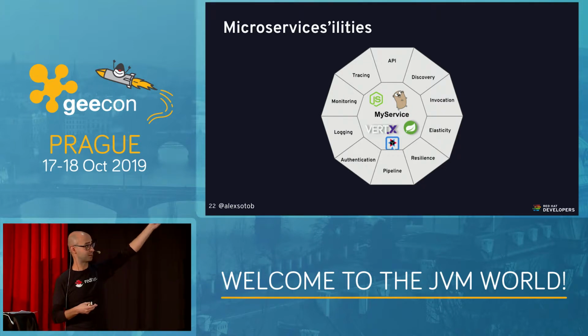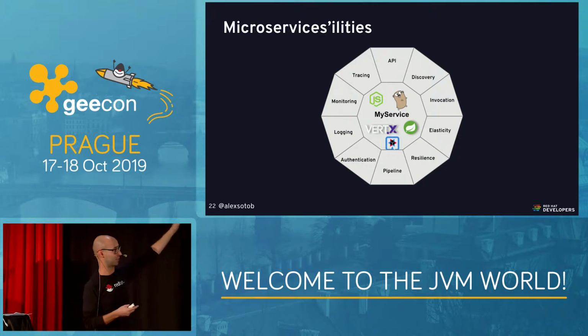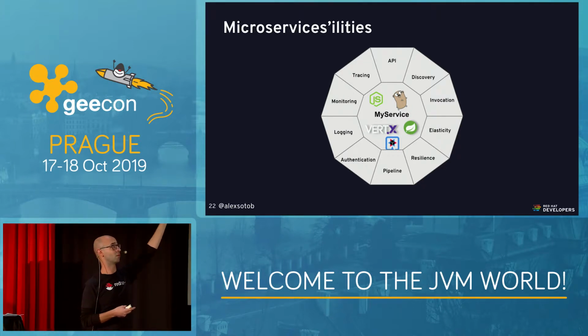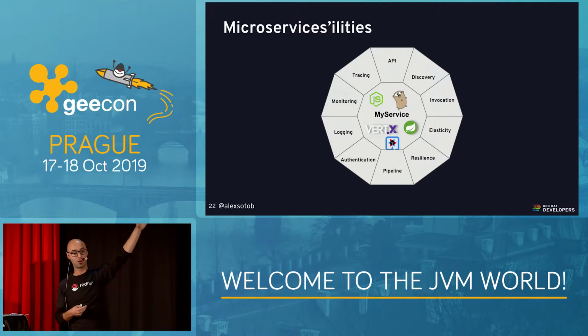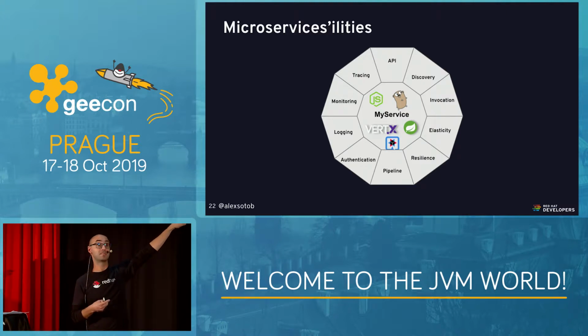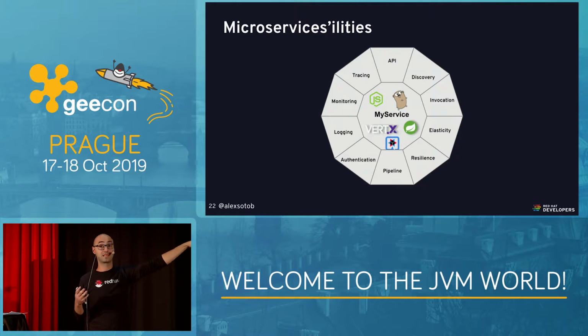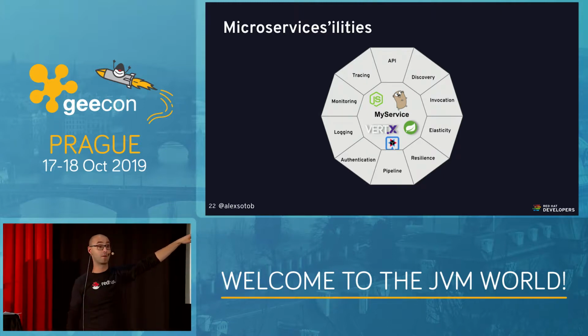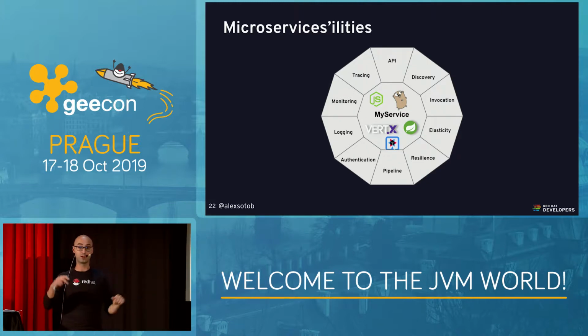where you have your service that can be implemented with any language, Quarkus, Vert.x, Spring Boot, or Go, or JavaScript, and then there is a lot of, let's say, cross-cutting concerns that has appeared because we are using microservices architecture like discovery, invocation, elasticity, resiliency, pipeline, authentication, logging, monitoring, and tracing. All these features are there because we are using the network.